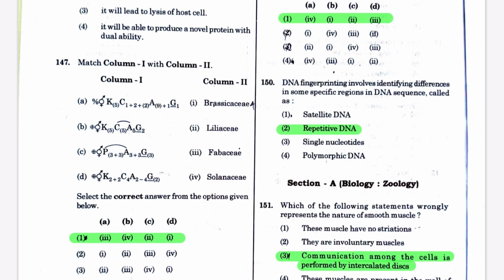Okay, so question number 147, you need to match column 1 with column 2. They have given the floral formula and the family which they belong to. So we know if P comes, P stands for perianth, so obviously it must be Liliaceae. So C must be 2, right? So obviously you can answer, right? So A would be Fabaceae, B would be Solanaceae and D is Brassicaceae.